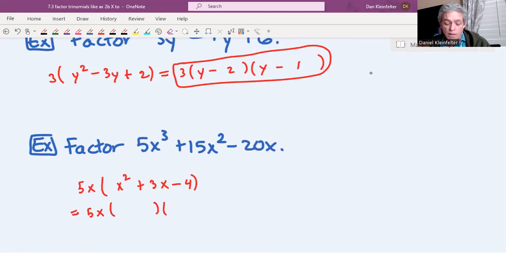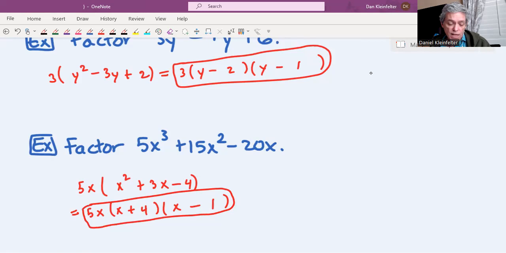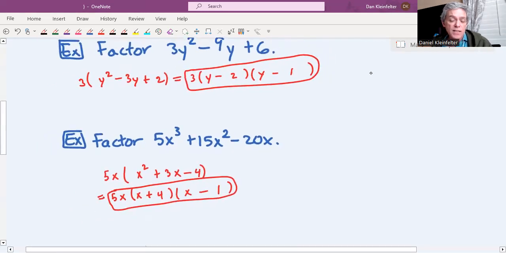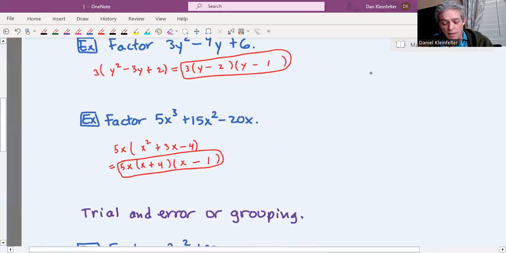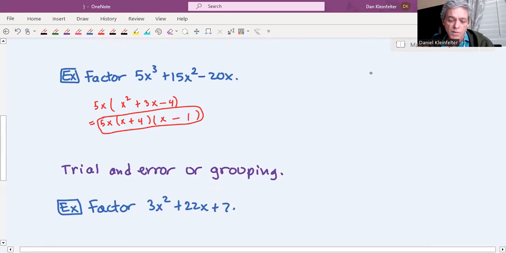And then now we're looking for a product of binomials where they have different signs. We'll have x plus and x minus. We're looking for numbers that multiply to negative 4 and add to 3. That sounds like positive 4 and negative 1. All right, so the first kind of problem you may see in this section is where there's just a common factor that can be factored out, and that turns it into a polynomial that we're more familiar with.